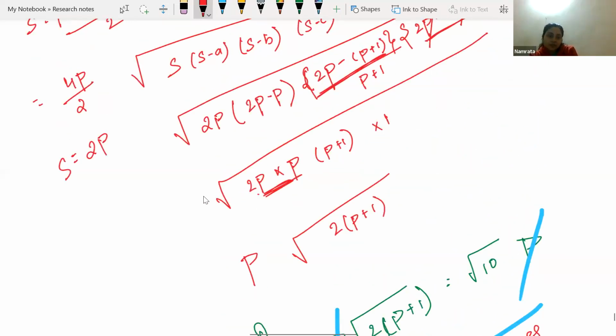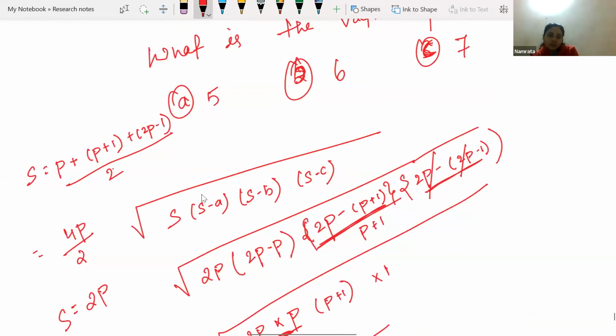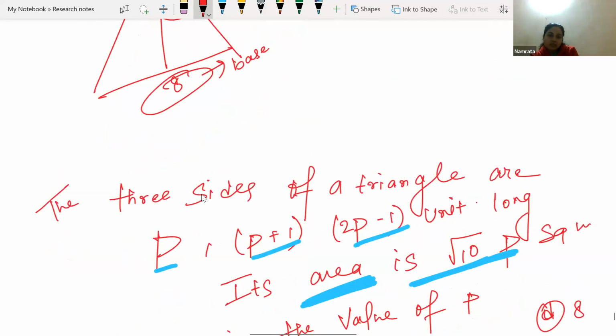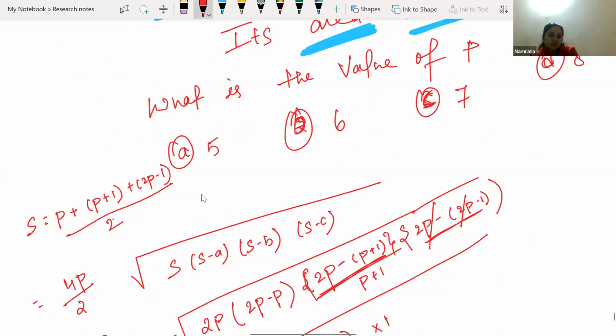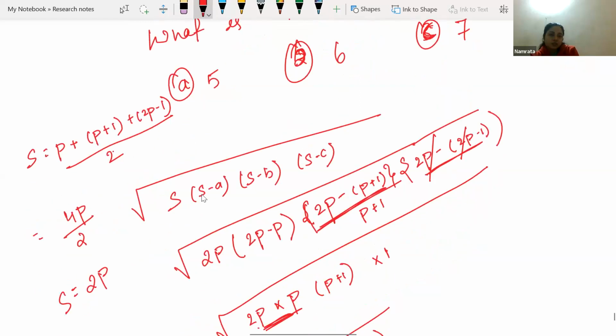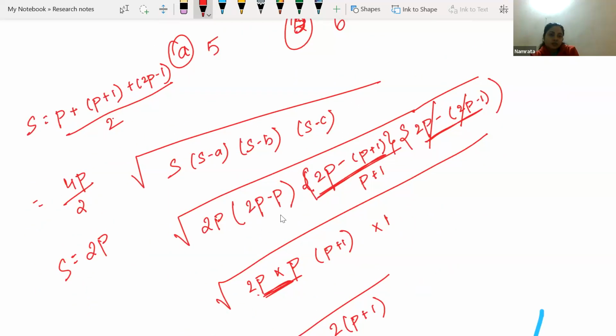Are we missing anything? Let me check. P plus 1, 2P minus 1. P plus 1, 2P minus 1. S minus A, S minus B.